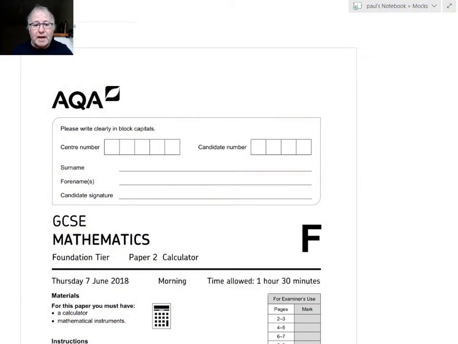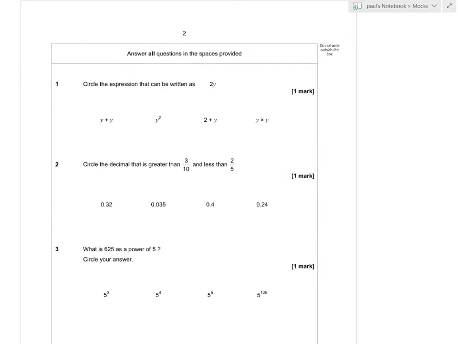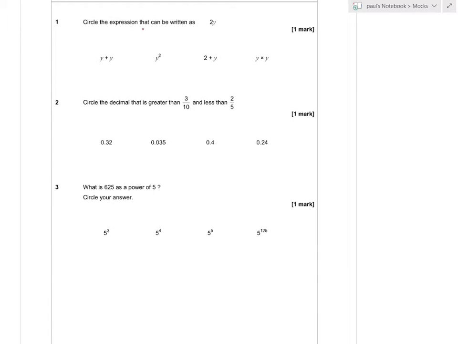Here we go. AQA GCSE Mathematics Foundation Tier Paper 2 June 18. So, calculator paper, let's have a go and see what we can make of this one. Alright, let's move up. Here's the first question. Circle the expression that can be written as 2y. Oh, y plus y. Circle the decimal that is greater than 3/10 and less than 2/5.